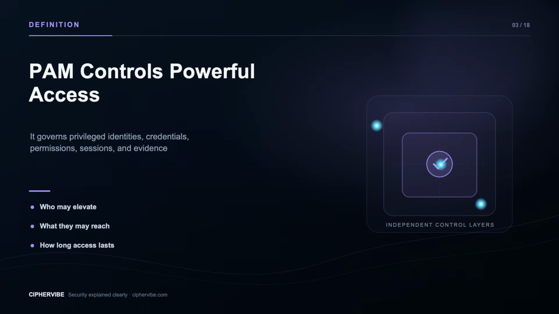Privileged access management is the policy and technology layer around powerful access. It can control administrator accounts, root access, cloud roles, database operators, emergency accounts, service identities, and sensitive commands. A password vault may be one component, but PAM is the larger system for authorization, brokering, monitoring, expiration, and review.